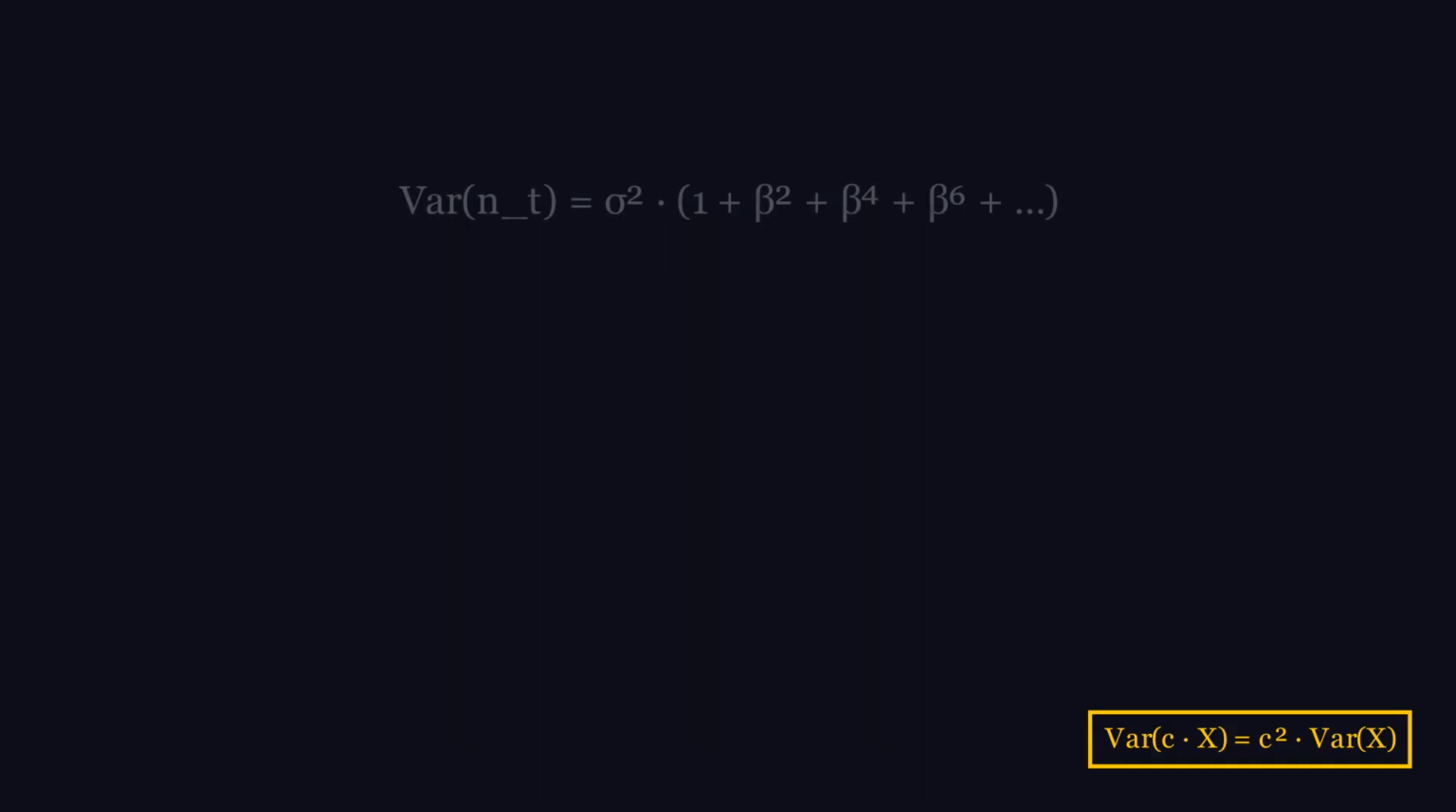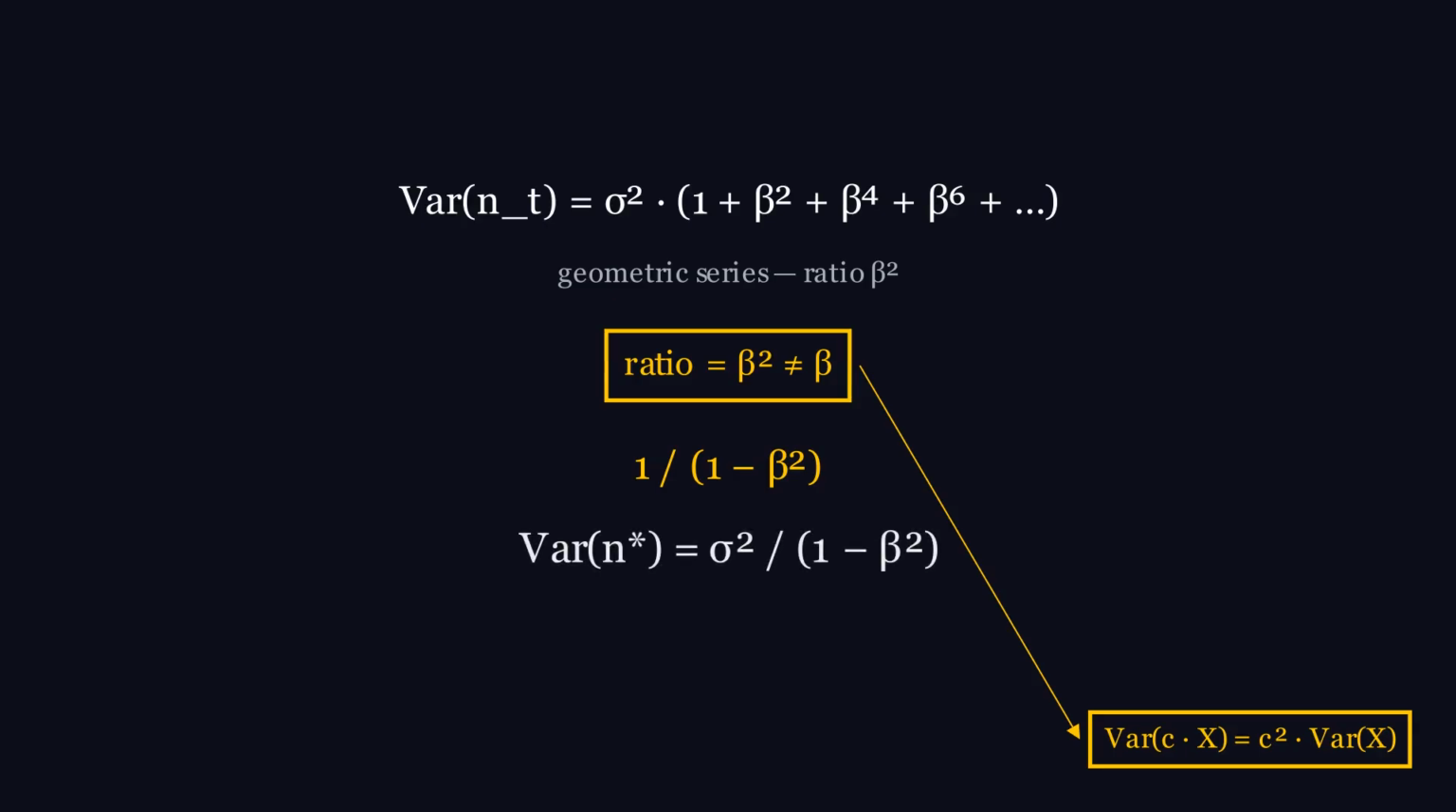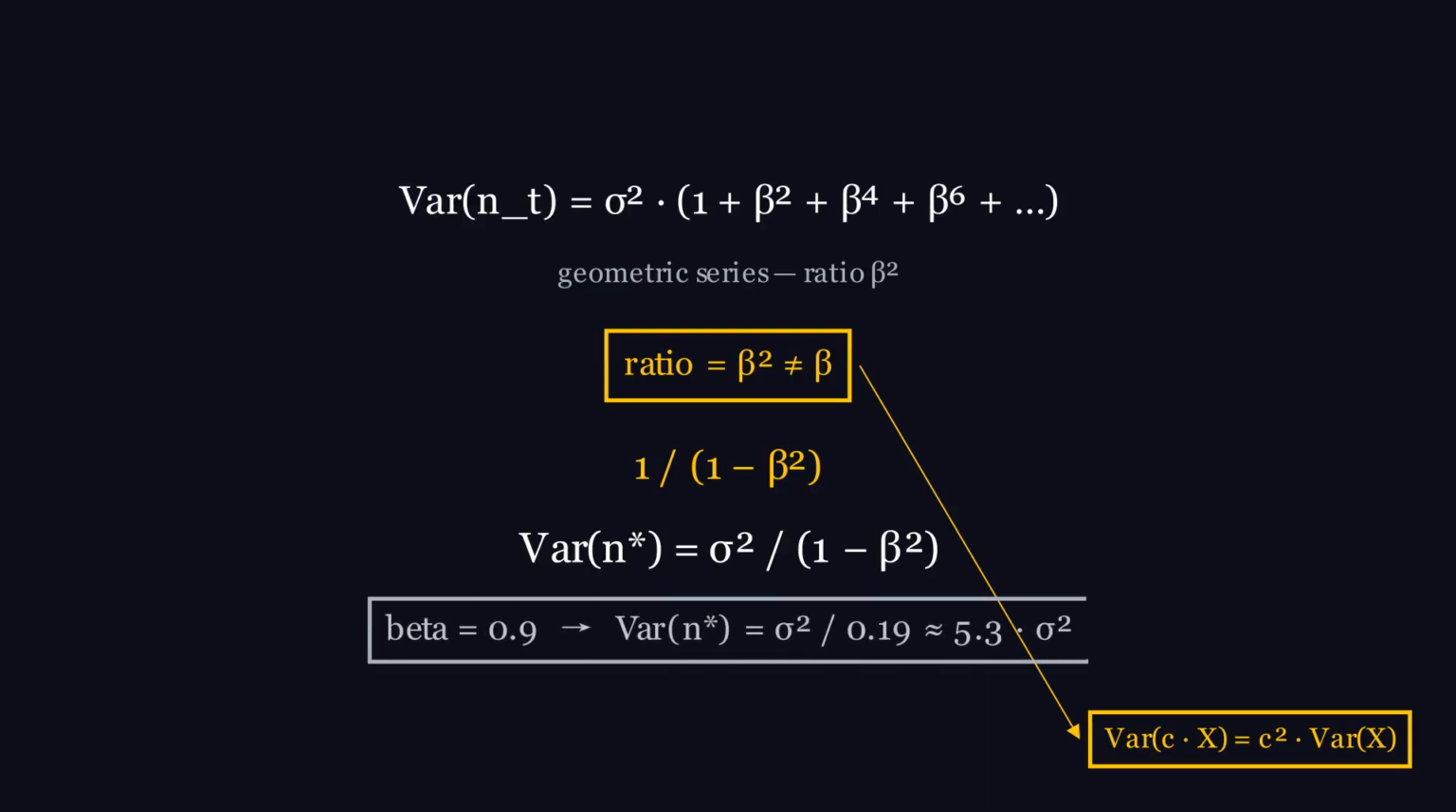Each noise term has the same variance, call it sigma squared, so we factor it out: sigma squared times the bracket 1 plus beta squared plus beta to the fourth, and so on. Notice the powers, this is beta squared as the ratio, not beta. That is the rule from the last block paying off: variance of c times the variable x is c squared, so every beta becomes beta squared inside the variance. The series sums to 1 over 1 minus beta squared, so the noise variance in steady state is sigma squared over 1 minus beta squared.